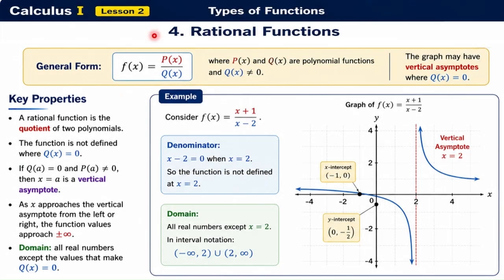Now let us consider the rational function. A rational function is the quotient of two polynomial functions. For example, f of x equals x plus 1 divided by x minus 2. Notice that the denominator becomes 0 when x equals 2. Therefore, the function is not defined at x equals 2. As a result, the graph has a vertical asymptote at this value. In general, whenever you work with a rational function, you should always examine the denominator first.